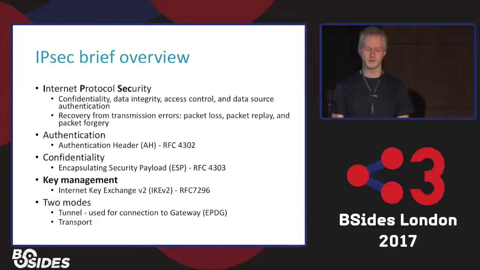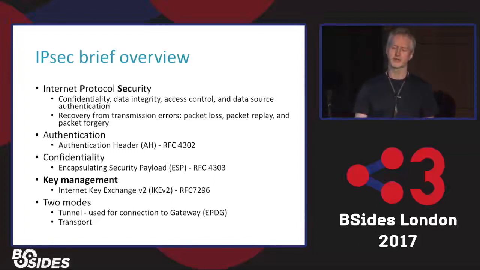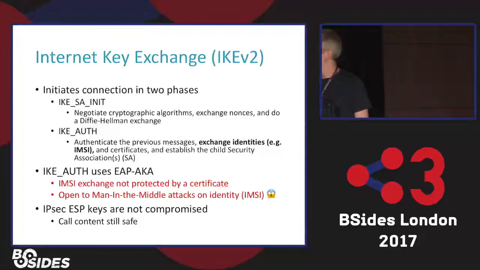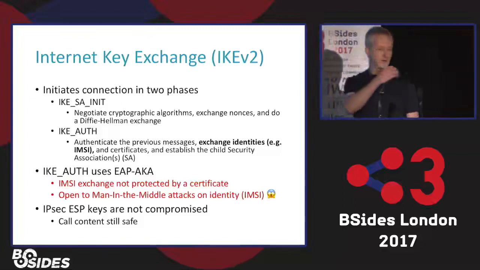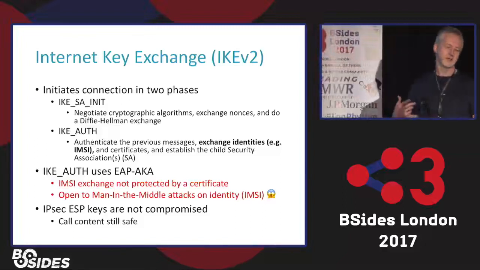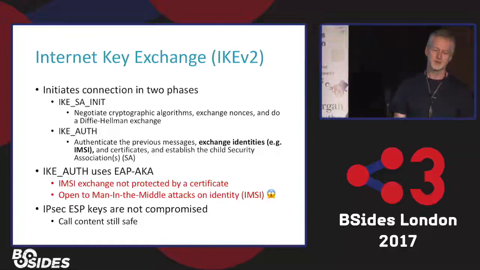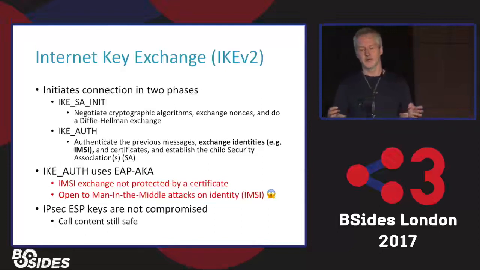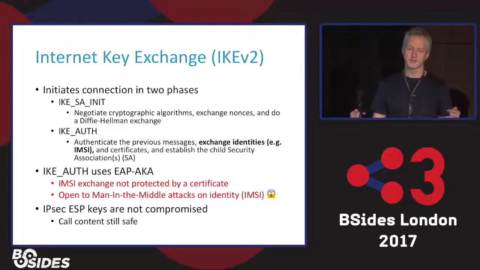IKEv2 operates in two modes: tunnel mode and transport mode. The tunnel mode is used for connection to the Evolved Packet Data Gateway. It connects in a couple of phases. You've got the SA init phase, where you negotiate the cryptographic algorithms and do a Diffie-Hellman exchange. The Diffie-Hellman exchange allows you to build up a pair of shared keys. And then the IKE auth stage is encrypted using these Diffie-Hellman keys.